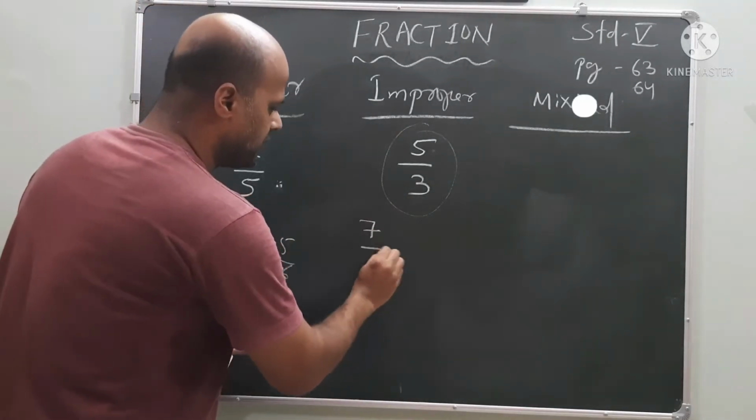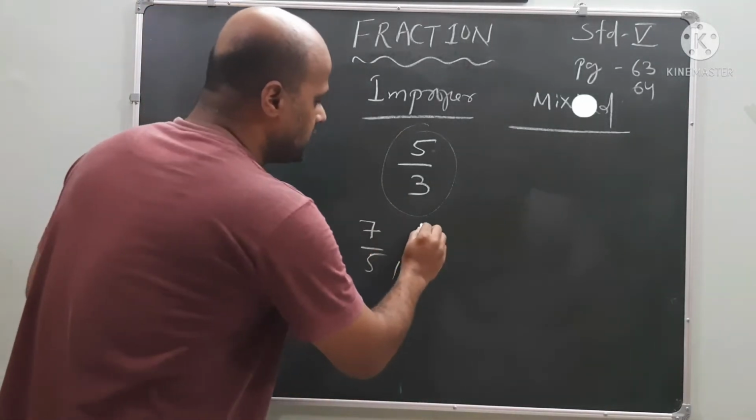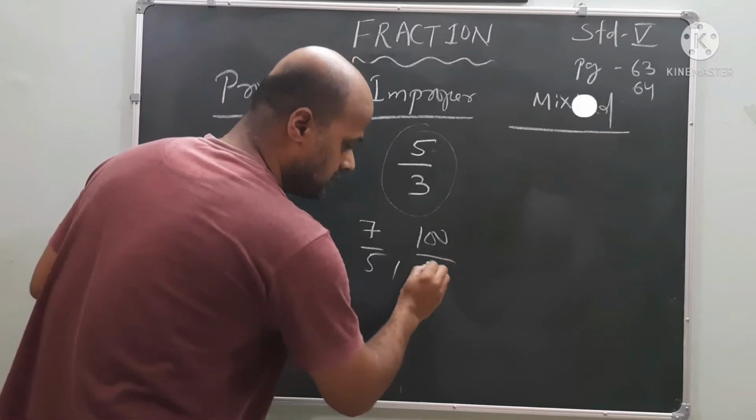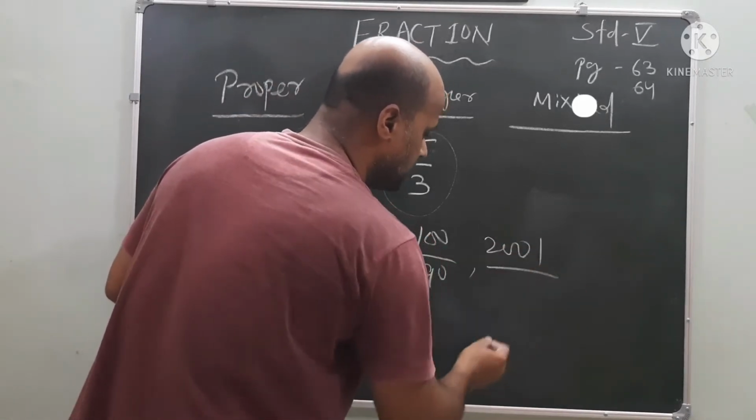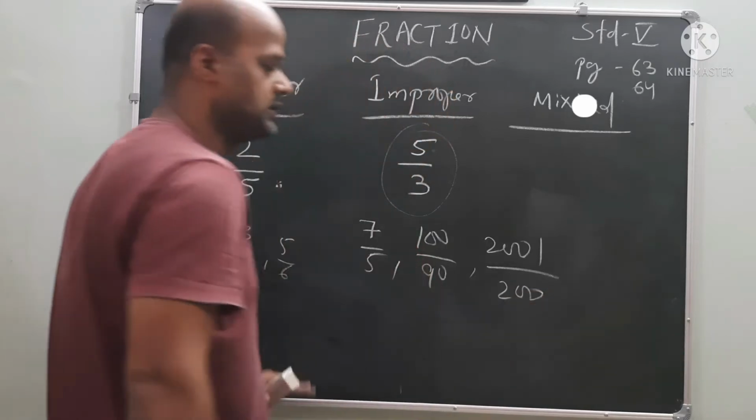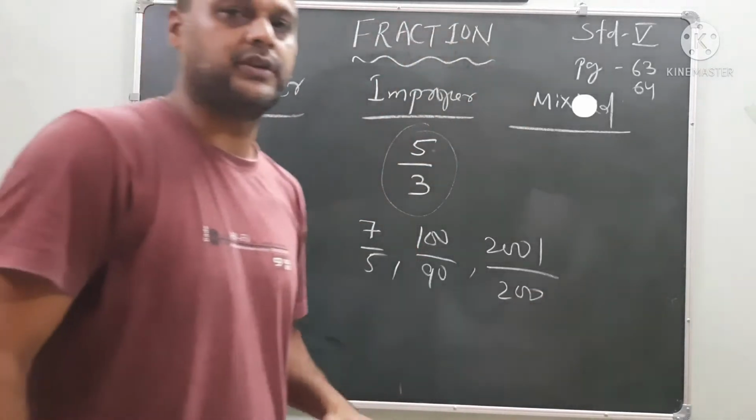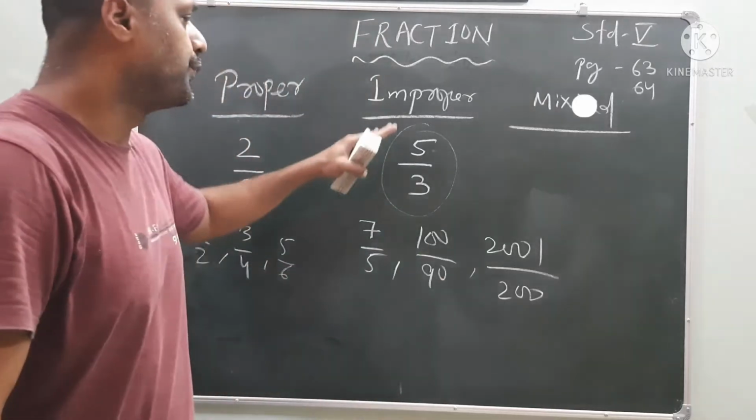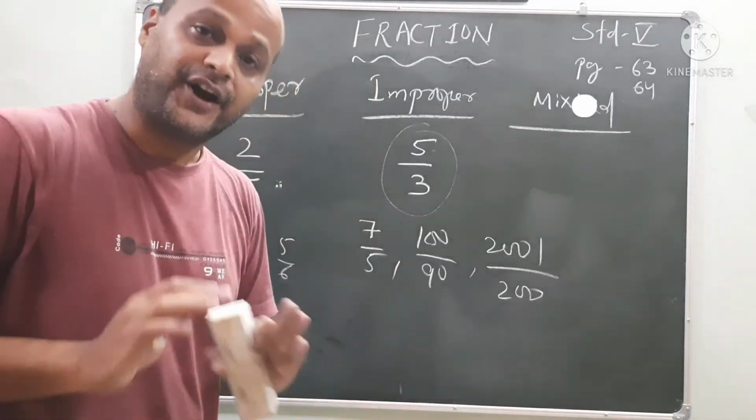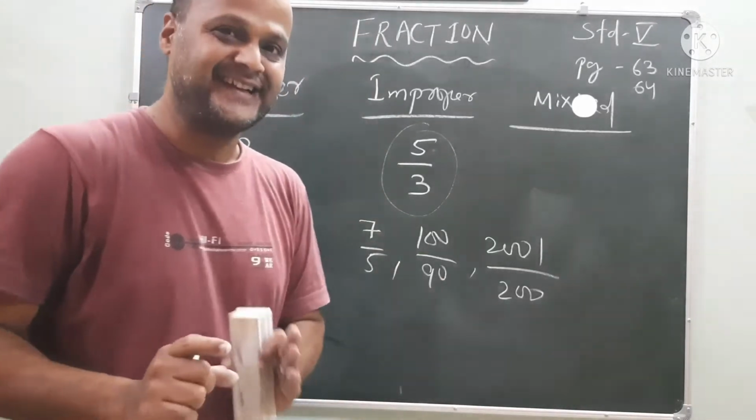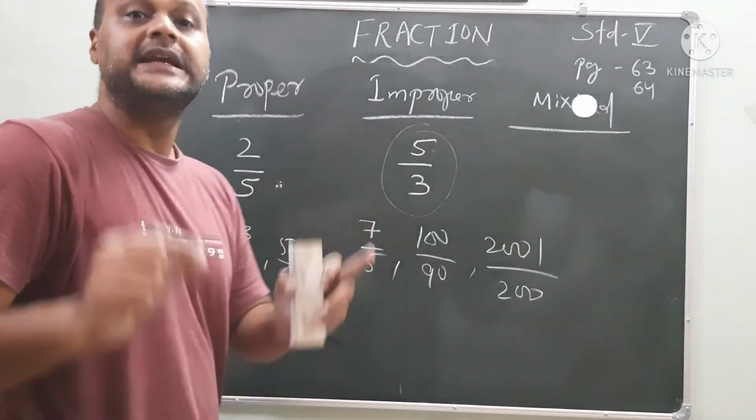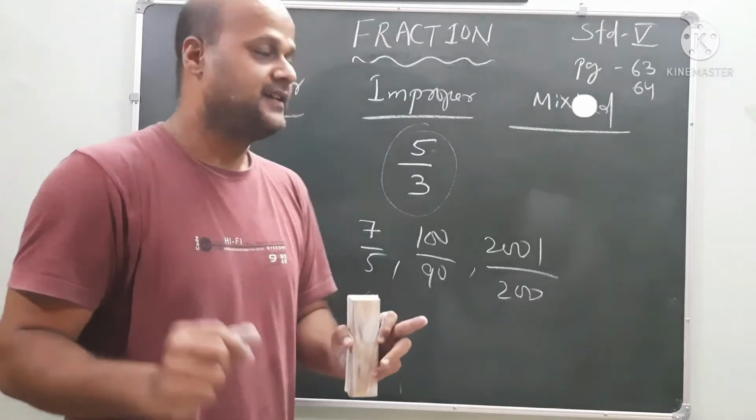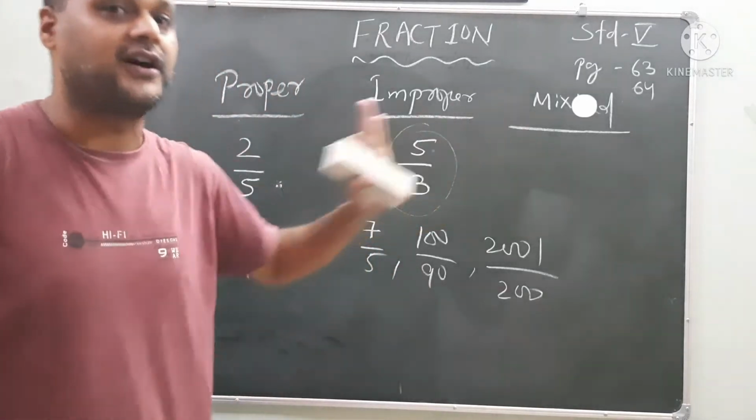Okay. 7 by 5, 100 by 90 or 2001 by 200. These are some examples of improper fraction. Understood, my dear friends? It is easy, na? So you have to remember these important points. Now come to the last one.